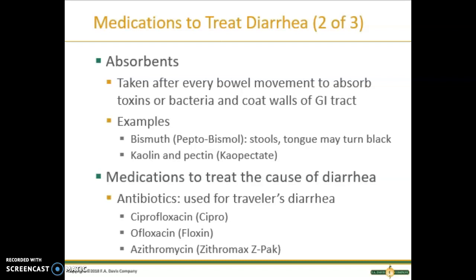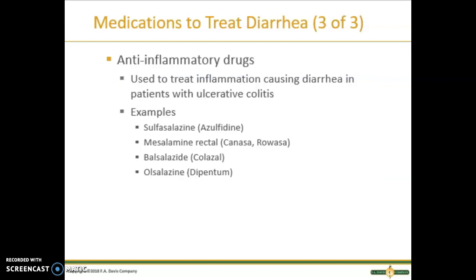Medications to treat the cause of diarrhea can be antibiotics. The main ones, some examples, Cipro, Floxin, Zithromax, the Z-Pak. Anti-inflammatory drugs, these are used to treat inflammation causing diarrhea in patients with ulcerative colitis. So this is specific to that. And some examples would be sulfasalazine, balsalazide, and olsalazine.